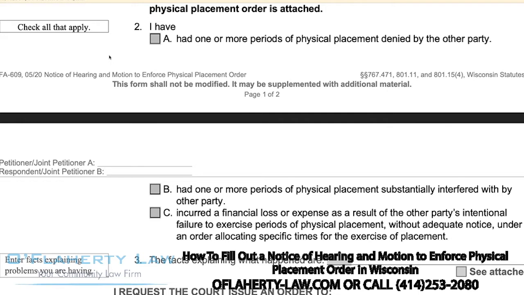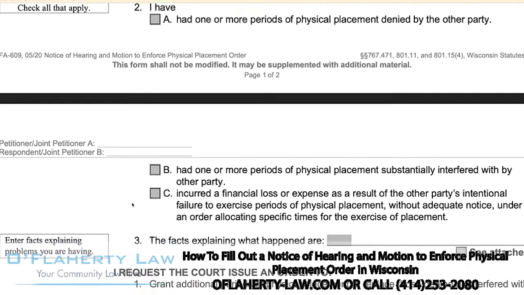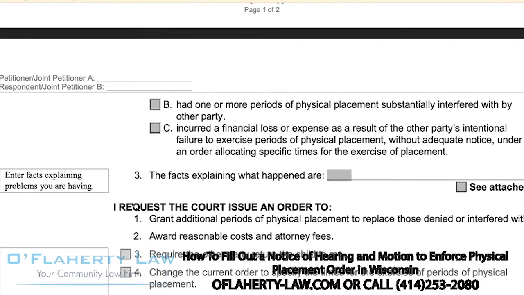And C, incurred a financial loss or expense as a result of the other party's intentional failure to exercise periods of physical placement without adequate notice under an order allocating specific times for the exercise of placement. Parent 1 was supposed to pick the kids up at 6 p.m. on Sunday. By 9 a.m. on Monday morning, they still had not picked the children up, and you had to call into work. You couldn't go into work because you had to stay home and watch over the children. That would be an example.